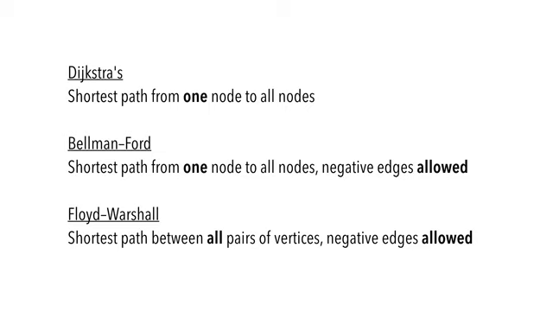Previously, we learned that Dijkstra's provides the shortest path from one node to all nodes. Bellman-Ford is similar, except negative edges are allowed. Floyd-Warshall is different in that it discovers the shortest path between all pairs of vertices. Of course, negative cycles are not allowed in any of these algorithms.